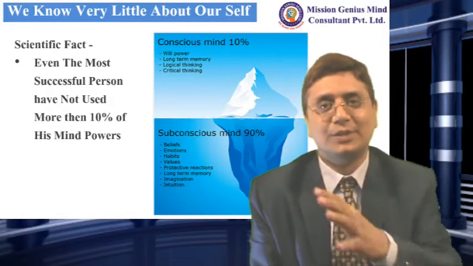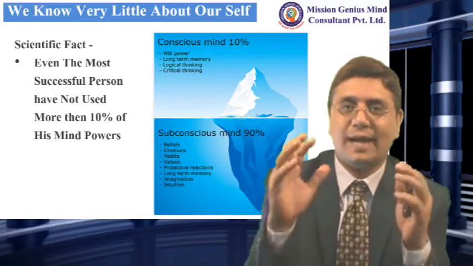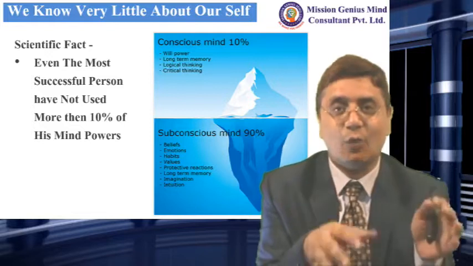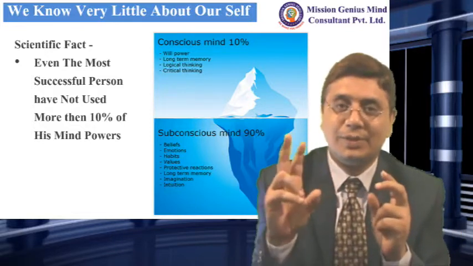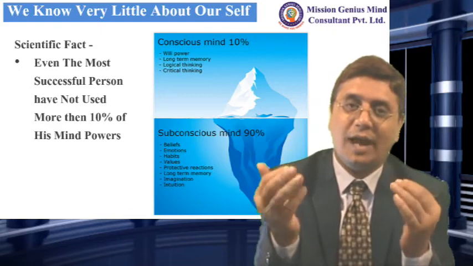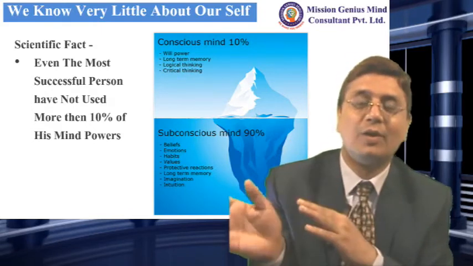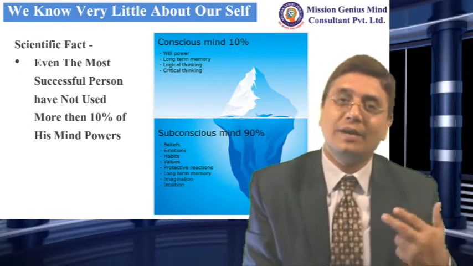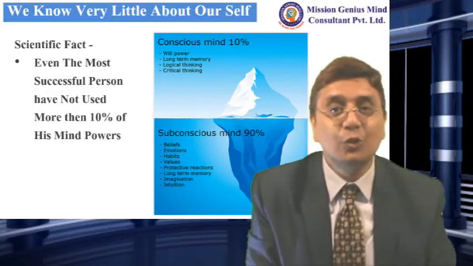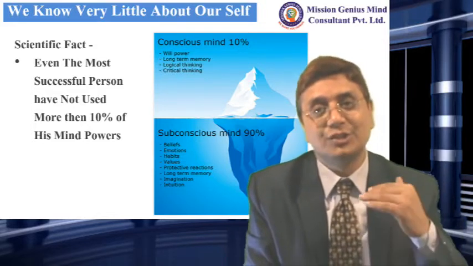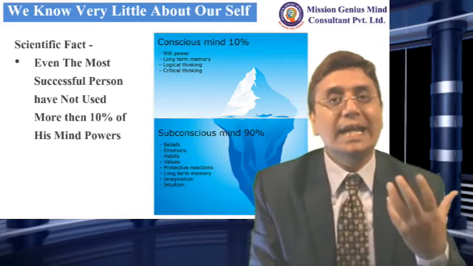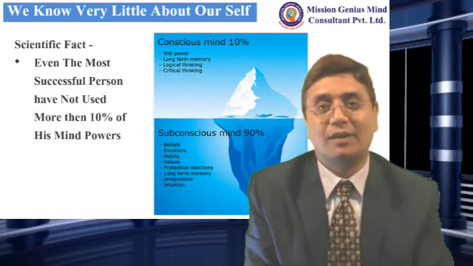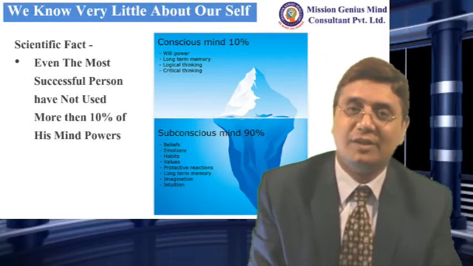If you see the iceberg theory, it's very clear from this picture. In the iceberg theory, if we put an iceberg in water, only the upper 10% part is visible, and the 90% part is below the water level. This is the way our mind is also divided in two parts. One is the conscious mind, which is the visible mind, which contains our willpower, our decision making power, and the power of discrimination.